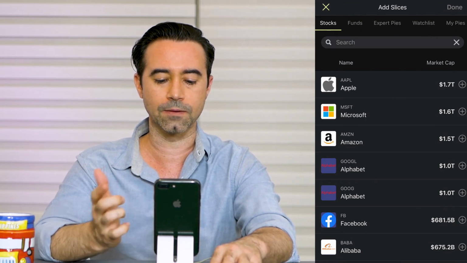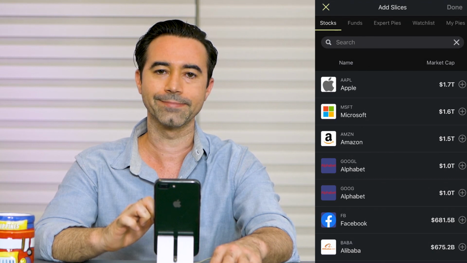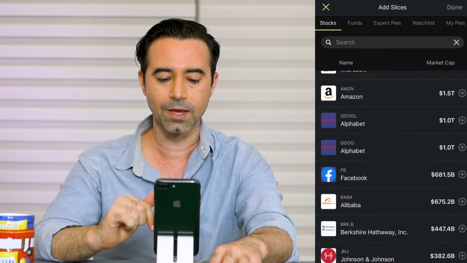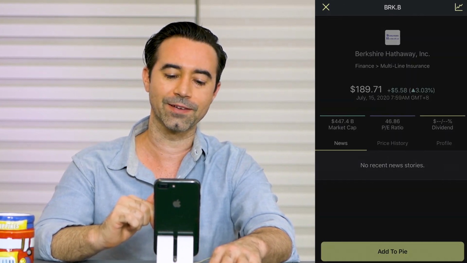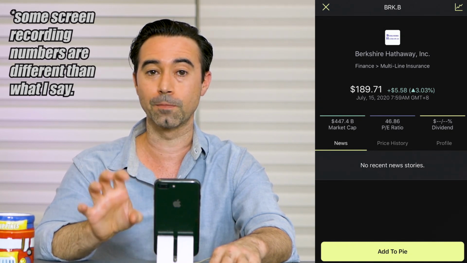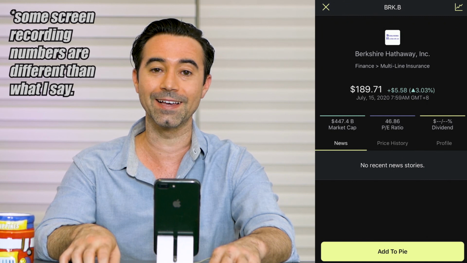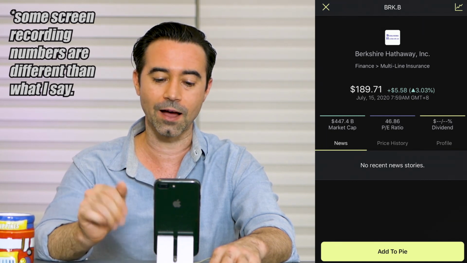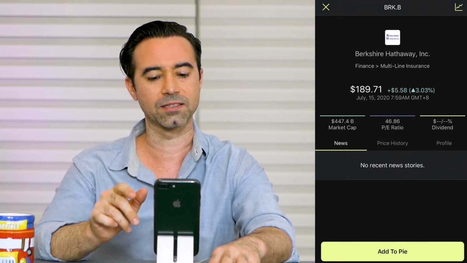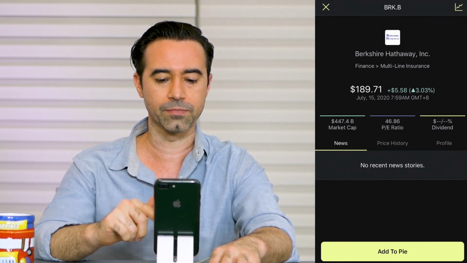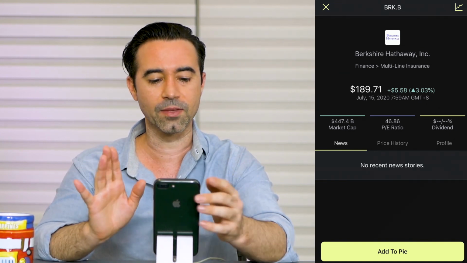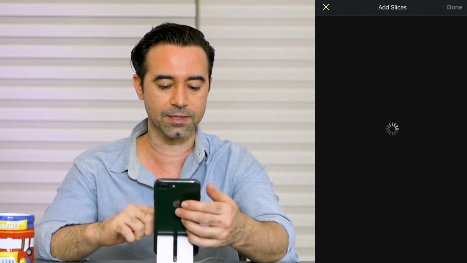So what I want to do is let's go with the man, the myth, the legend, Warren Buffett. We'll hit Berkshire Hathaway, Berkshire B. Berkshire Hathaway is $177.99 per share. Remember, this is Berkshire B, not Berkshire A. Berkshire A is a few $100,000 per share. So this is a different share class, but it's still Berkshire Hathaway. As you can see, there's actually no recent stories here, so okay, fine. Not the best example. Let's go to something else.